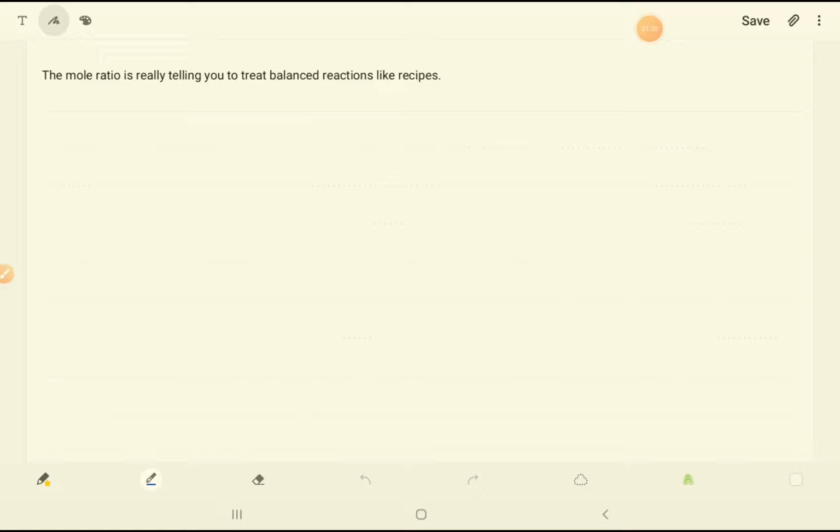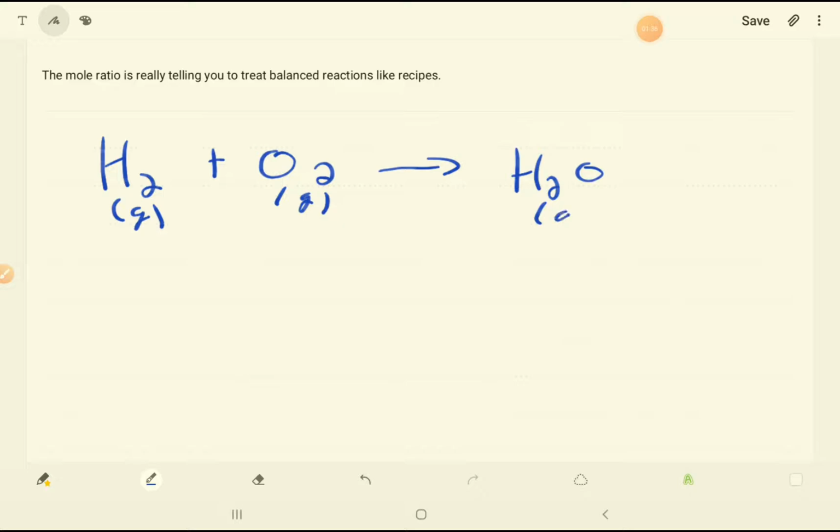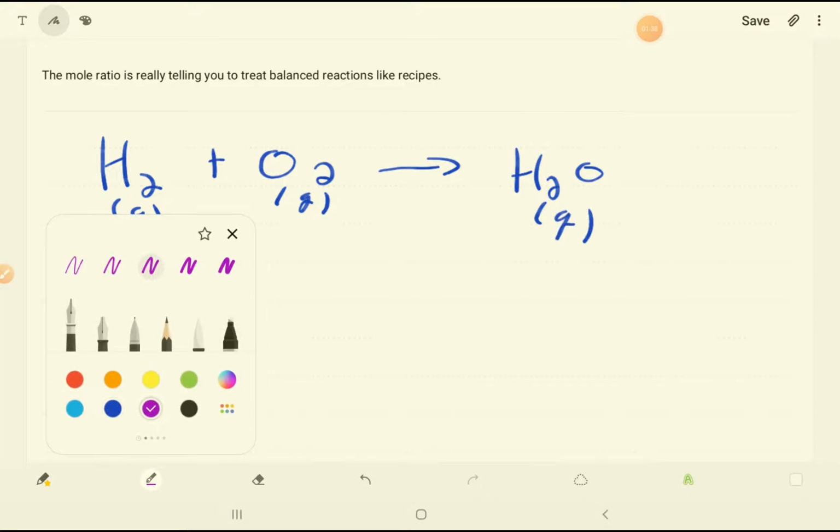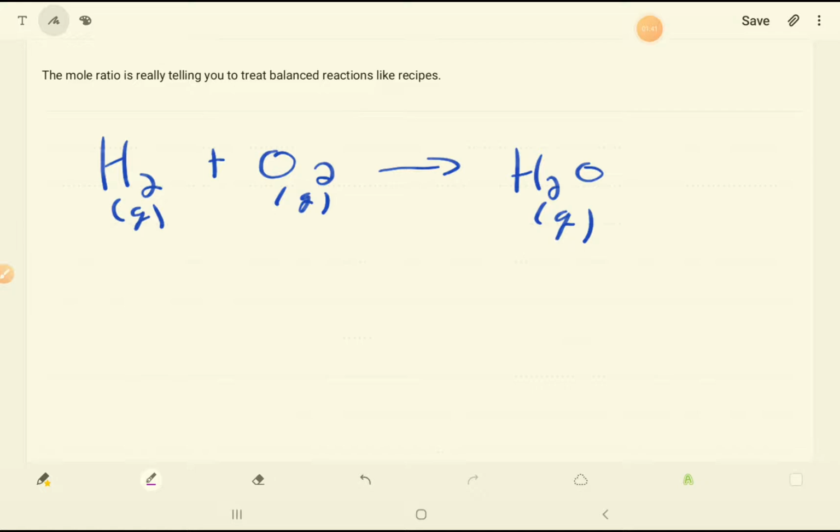Now, what the mole ratio is really telling you to do is to treat balanced reactions like recipes. So let's say I have the formation of water. We'll do water vapor, in an open system. Now, when I balance this, and I'm going to do this rather quickly, if you want to see if you can balance this yourself, I suggest you pause the video, balance it, and see if you got what we get in this video. When I balance this out, we end up getting 2 moles of hydrogen gas plus 1 mole of oxygen gas gives us 2 moles of water vapor.